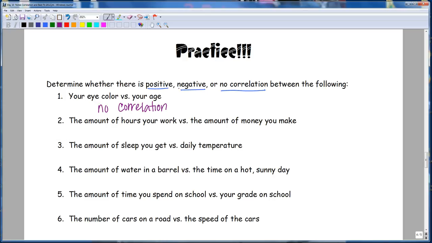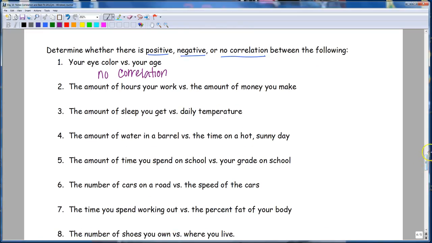Okay, the amount of hours you work versus the amount of money you make. In general, especially if you have an hourly job, the more hours you work, the more money you make. So this would be positive correlation, and I'm just going to put a plus. The amount of sleep you get versus daily temperature. Well, we live in houses and we can change the temperature of our house. So this is no correlation. Doesn't really matter.